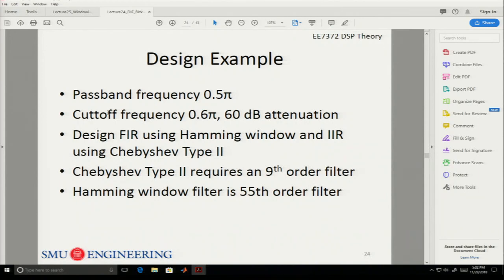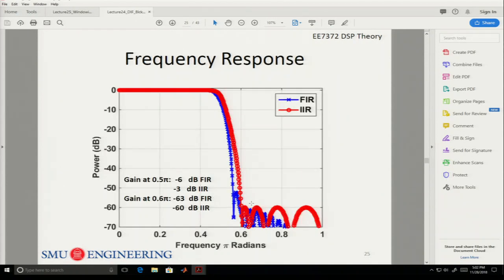Now, given these specifications, a cutoff frequency of 0.6 pi with 60 dB of attenuation, if you go through MATLAB or some equations, you'll end up with a 9th order Chebyshev type 2. But the Hamming filter is 55th order, so that seems like it'd be significantly more computation, which we'll see is not completely the case. So I plotted our frequency responses just so you can see it really is apples to apples. These filters work really about the same in probably 99% of applications.